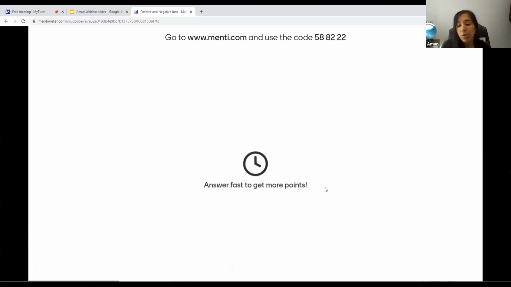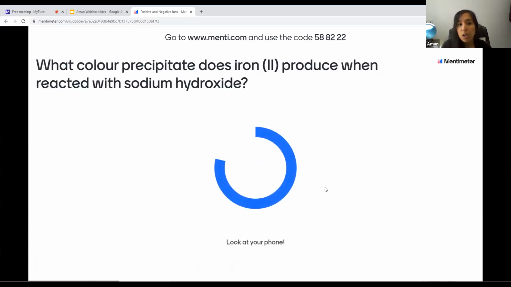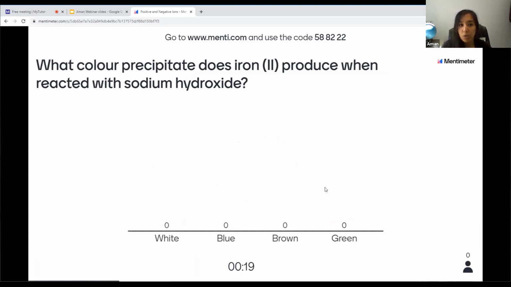Okay, the next question should be coming up on your screen now. So what color precipitate does iron 2 produce when reacted with sodium hydroxide? So is it white, blue, brown, or green?